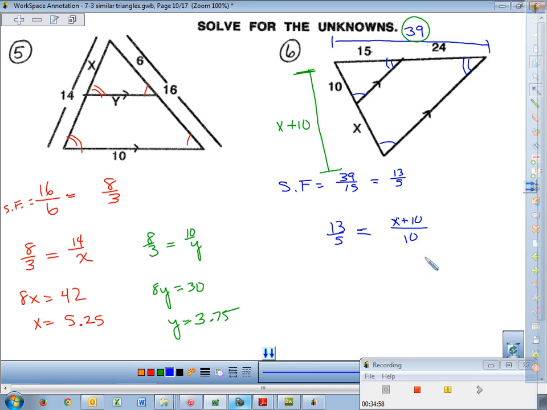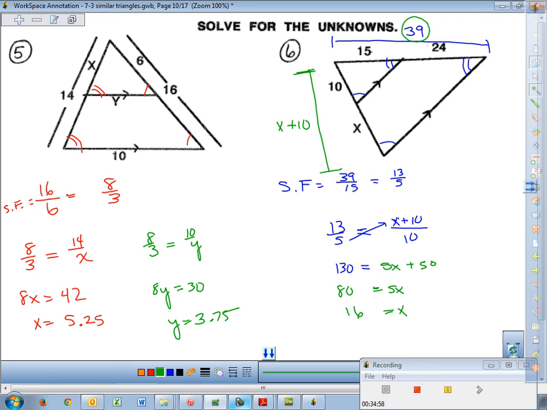Cool? Right here, I hope you know what 13 times 10 is. What's 13 times 10? Question, do you need to do the distributive property here? If you can do it without writing it, I'm fine with it. If you need to write it with the parentheses, be very, very careful. That would be 5x plus 50. And that is 80 equals 5x. And x equals what? 16.